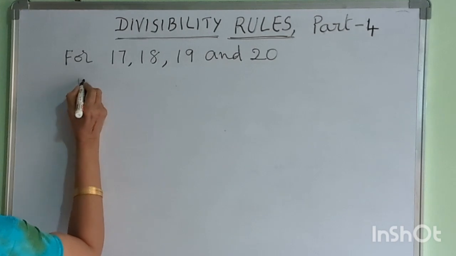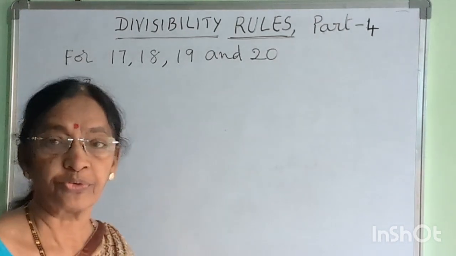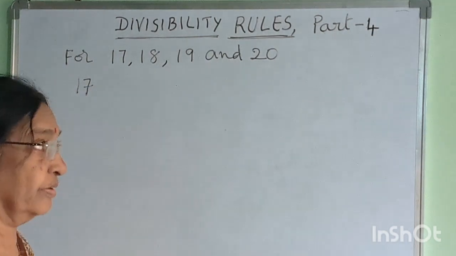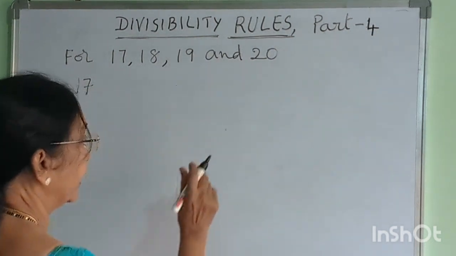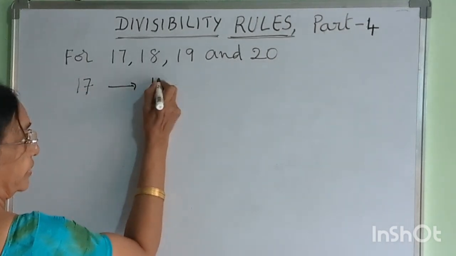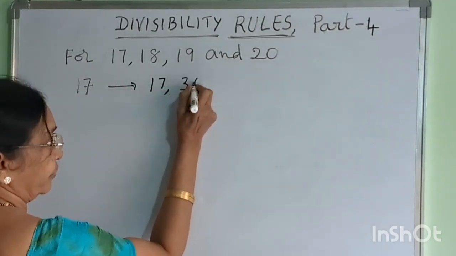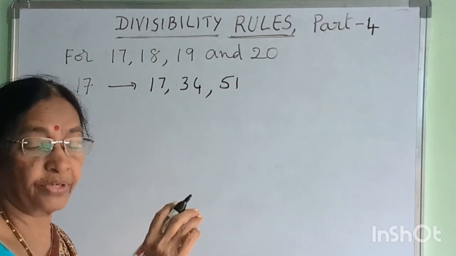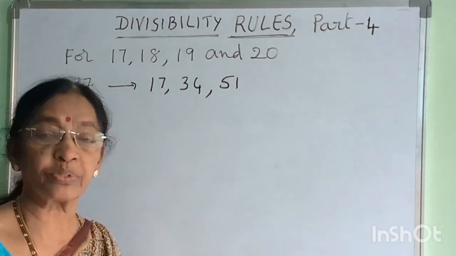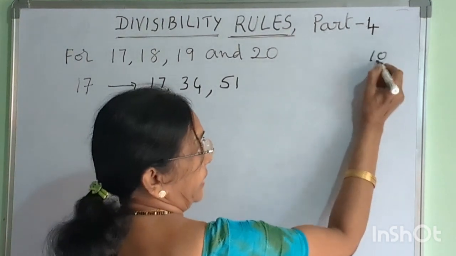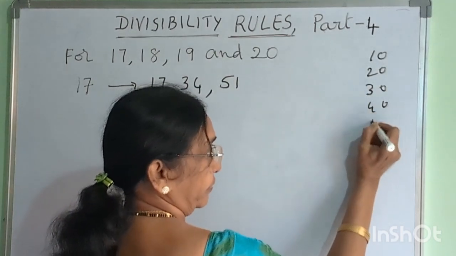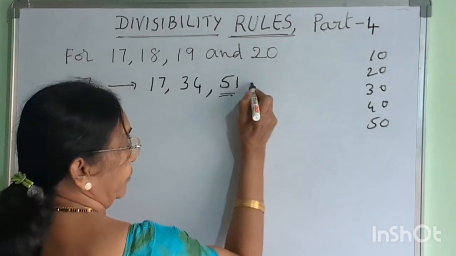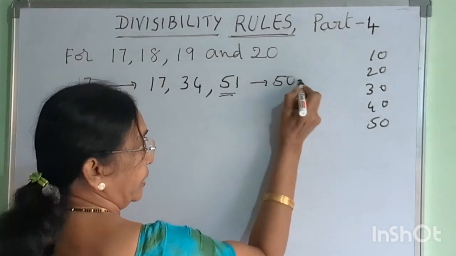First, take 17. For 17 we will find the oscillator, just like for 7 and 13. We see the multiples of 17: 17 ones are 17, 17 twos are 34, 17 threes are 51. We go on until we get a multiple which is nearer to a multiple of 10, that means 10, 20, 30, 40, 50, etc. Here 51 is nearer to 50. Therefore 51 can be written as 50 plus 1.